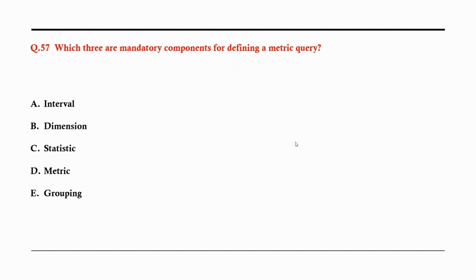Question 57. Which three are mandatory components for defining a metric query? The correct answer is answer A, C, and D. A stands for interval, C stands for statistics, and D is metric.